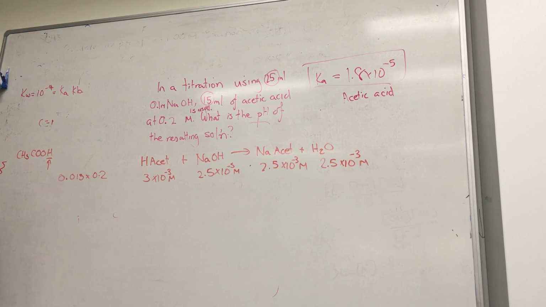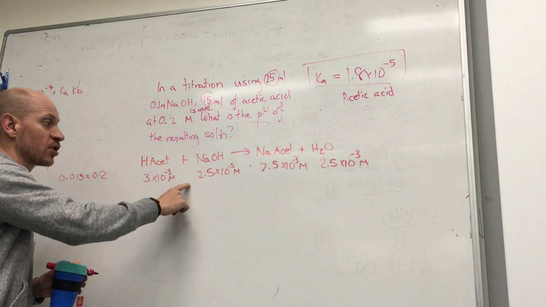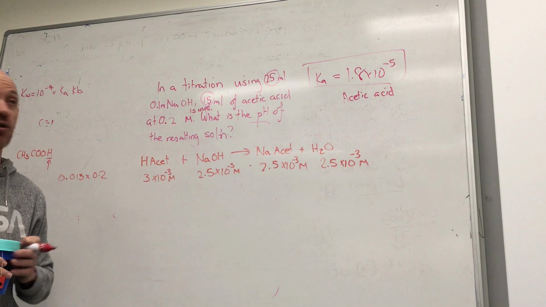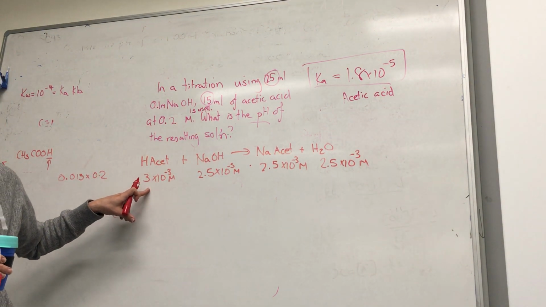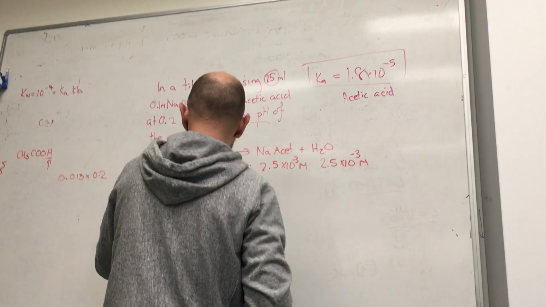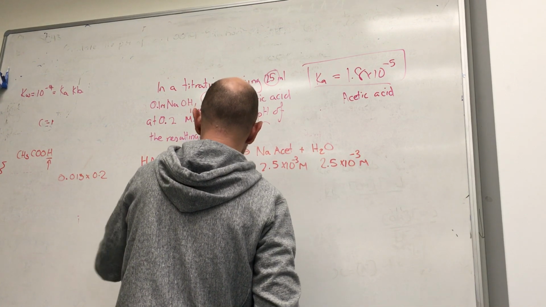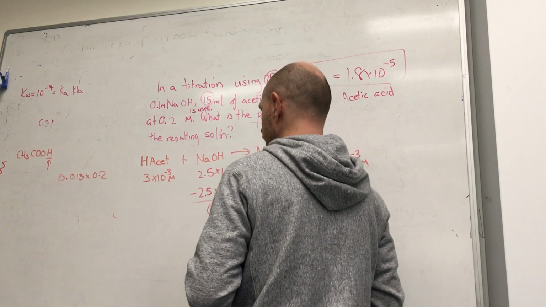That's because sodium hydroxide is the limiting reagent? Yes, so in this case sodium hydroxide is the limiting reagent, so we're going to use up all of our sodium hydroxide in this reaction because there is less of it than there is acetic acid. Does that make sense to everybody? Everyone clear on that? So let's subtract. So we subtract 2.5 times 10 to the minus 3. So there are no moles of that left.